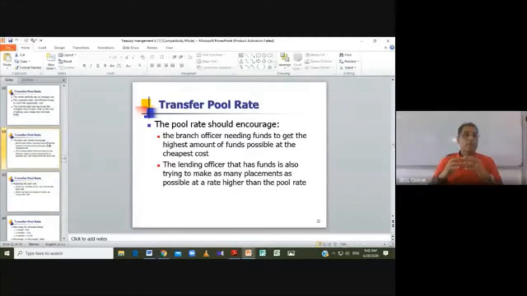So the success of the branch manager to raise money or the lending officer to lend money depends not only on the transfer pricing rate. It does have an impact, but it is also whether interest rates are low or high. Based on where the interest rate environment is, it might be easier for them to raise money, and it also depends on the sentiment of the borrowers and lenders.